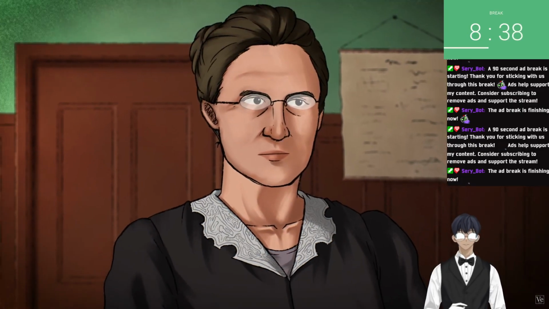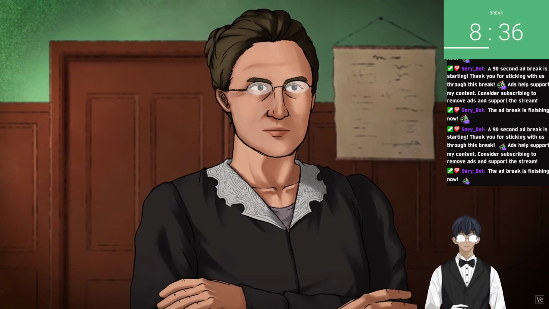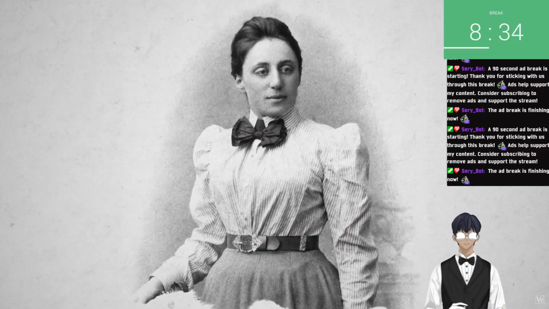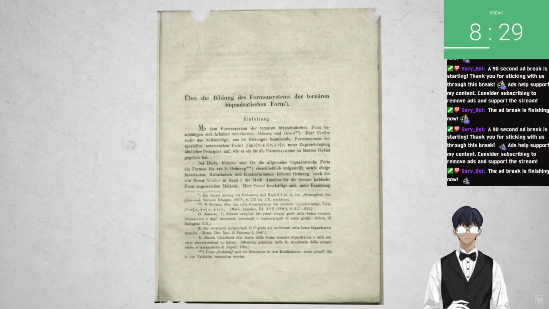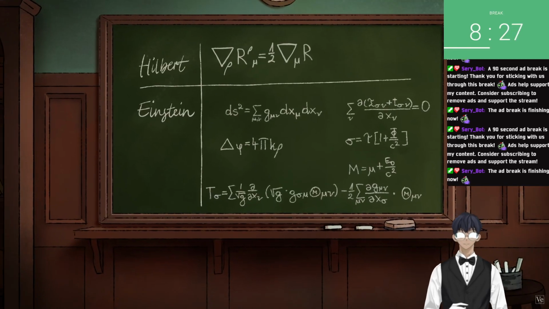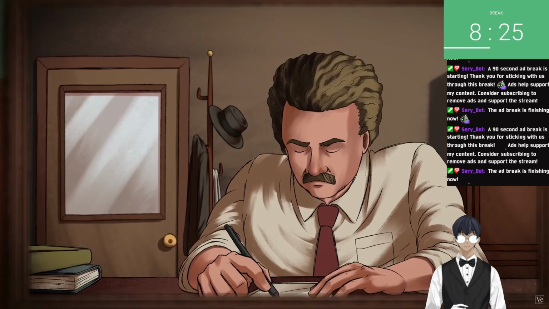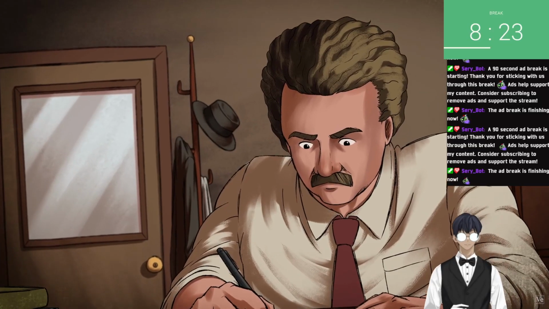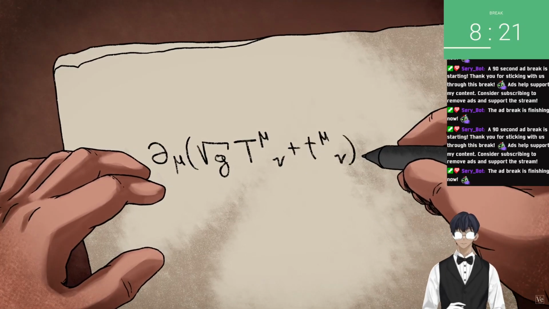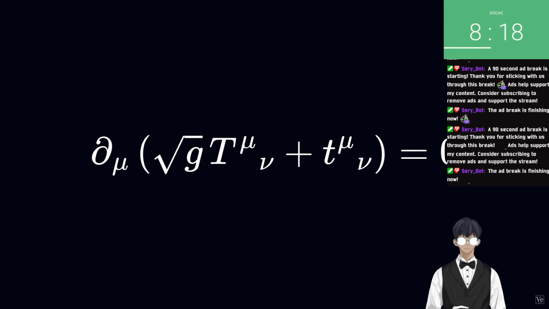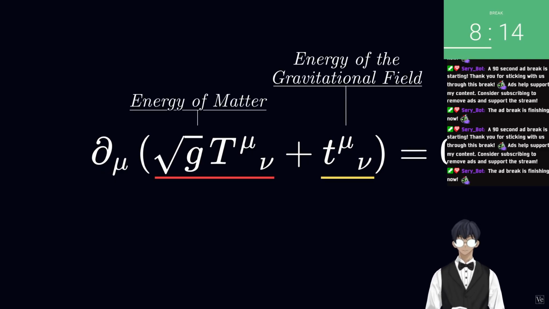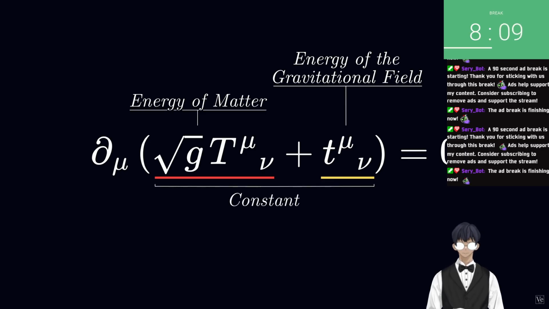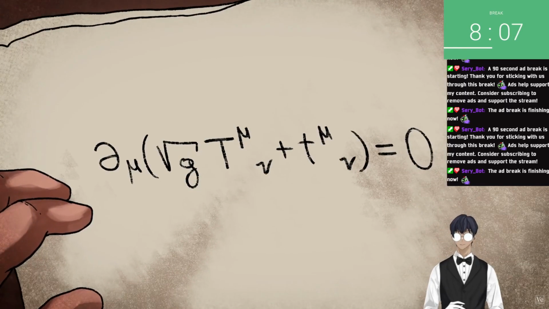Over the next 12 years, Noether became a leading expert on symmetry. She became only the 2nd woman in Germany to earn a PhD in mathematics. And she used this expertise to help Hilbert and Einstein with their problem of energy conservation. The issue had bothered Einstein so much that he proposed a new conservation equation. It said that if we add together the energy of matter and the energy of the gravitational field, then that total remains constant. Its change over time and space is zero.